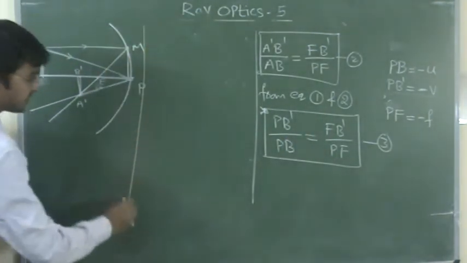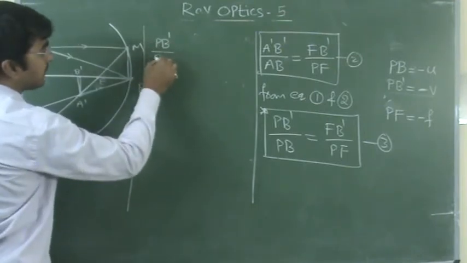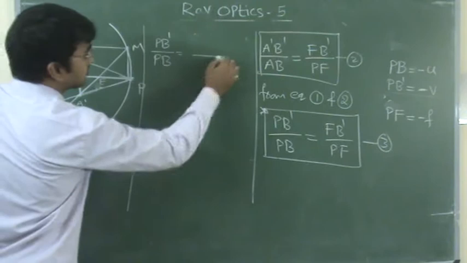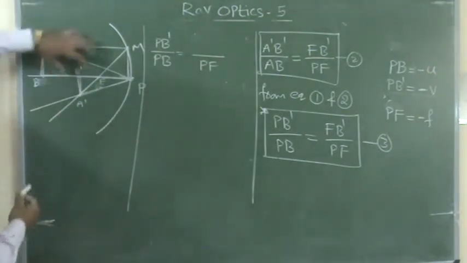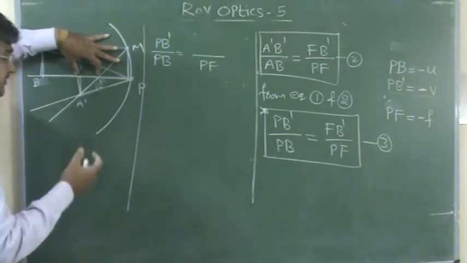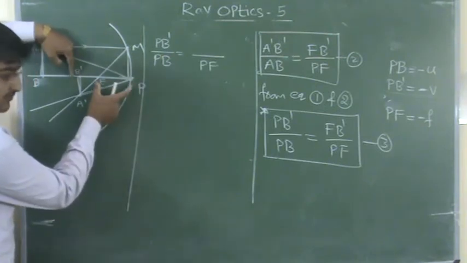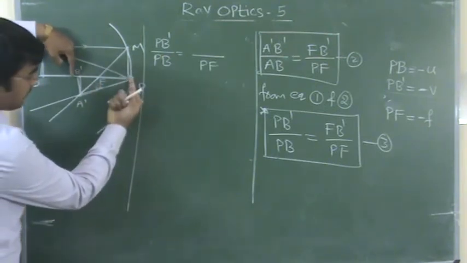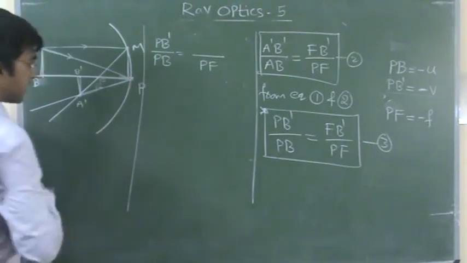So for it, I am writing PB dash by PB is equal to, the denominator value PF we know, but I want this distance. How to find this distance? So I am changing this data like this. We know PB dash, we know the PF. If you remove the PF value from the total PB, so that's it, I am writing it right.